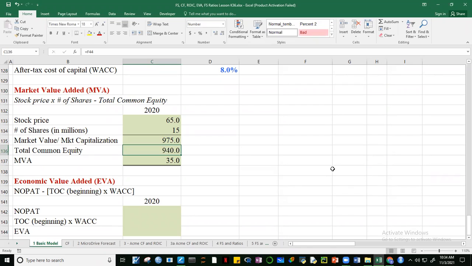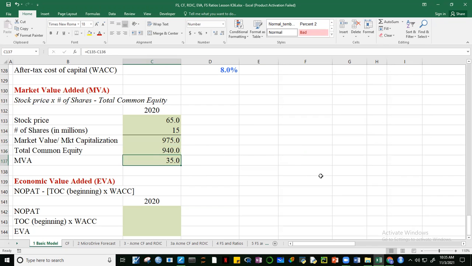So we compare, guys, how much is our market capitalization in the market, which is the stock price multiplied by the number of shares, and let's compare it with the book value. In the balance sheet, how much is your quote-unquote market capitalization or book value of your equity? It happened that the book value is 940, but the market value is 975. So how much was added relative to the book value? The market value is 975, the book value is 940.